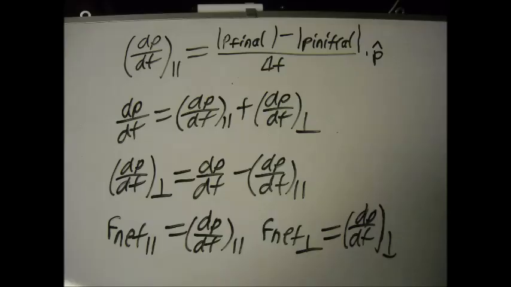Also with this information, we are able to determine dp/dt parallel, dp/dt perpendicular, F net parallel, and F net perpendicular. Since dp/dt parallel is just the rate of change of the magnitude of the momentum, we can just use the equation the magnitude of the momentum final minus the magnitude of the momentum initial divided by the change in time. Since we already had both dp/dt and dp/dt parallel, we can just use the equation dp/dt equals dp/dt parallel plus dp/dt perpendicular to find dp/dt perpendicular.